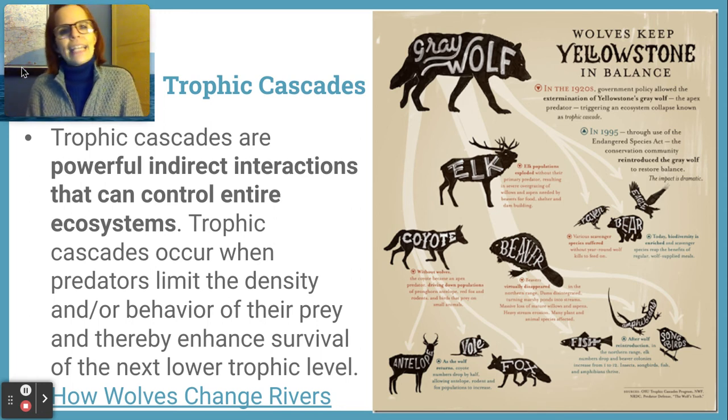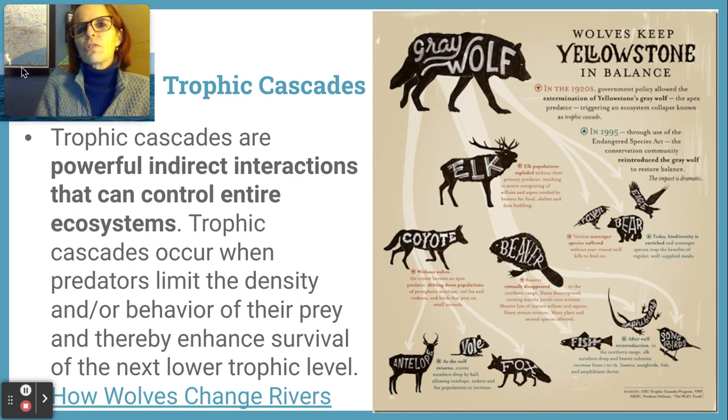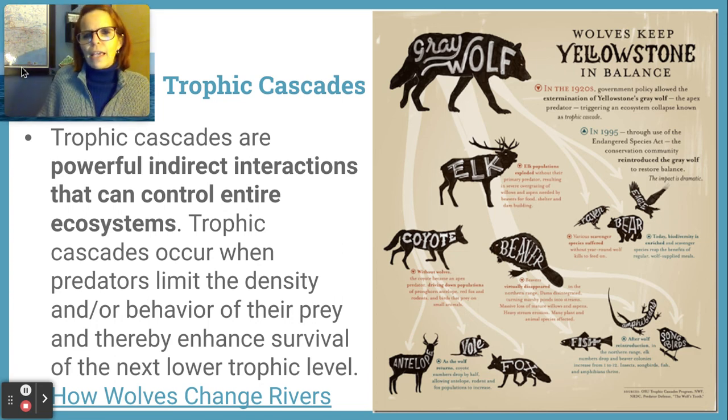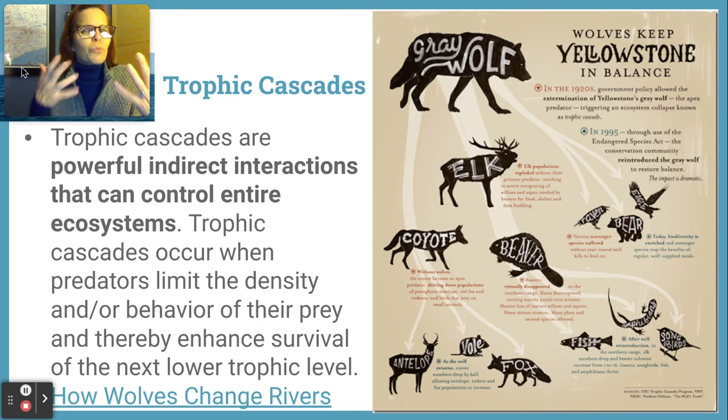But then in 1995, they reintroduced wolves to Yellowstone, and the impact was dramatic. Pretty much as soon as they brought wolves back to Yellowstone, the wolves started hunting the elk, and the elk freaked out and they ran away and they moved to different locations. And so now these locations that had been overbrowsed by the elk had a chance to regenerate. And so there's trees that didn't used to be there that are way bigger than they ever used to be.